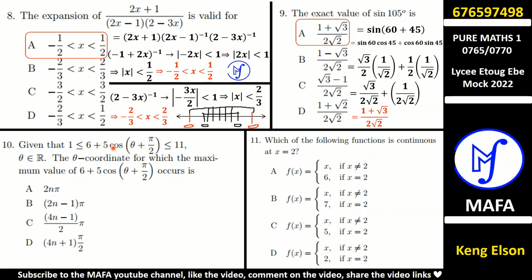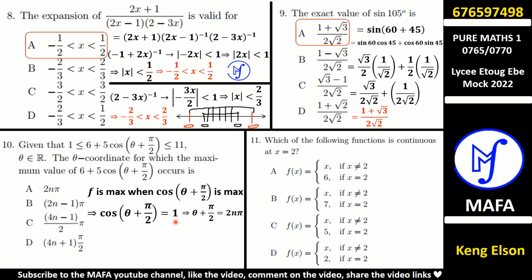Now we have the product of two functions. 5 is a constant, so for 5 cos(theta plus pi on 2) to be maximum, then cos(theta plus pi on 2) should be maximum. Now when is the cosine of any angle maximum? The maximum value is 1. So it means that our f here, which is 6 plus 5 cos(theta plus pi on 2), is maximum when the cosine of theta plus pi on 2 is maximum. Now the cosine of theta plus pi on 2 has a maximum value of 1.